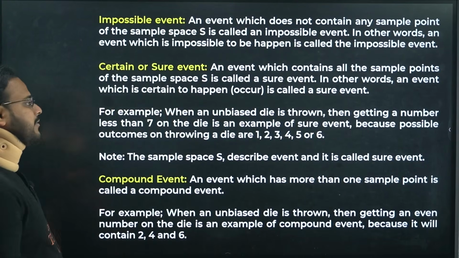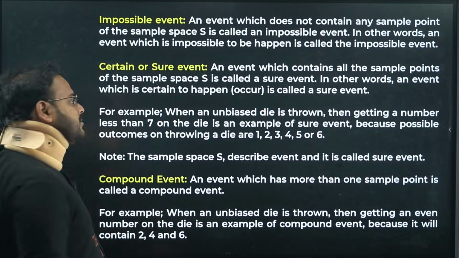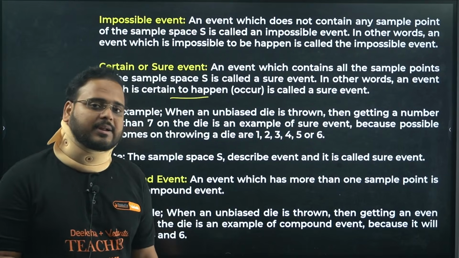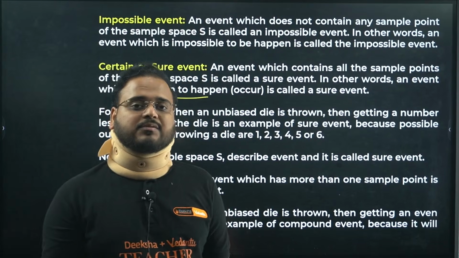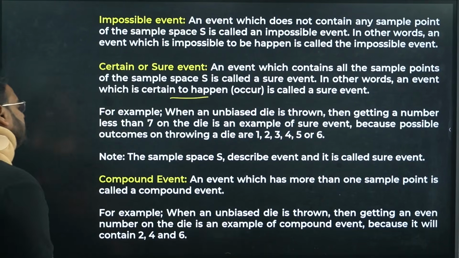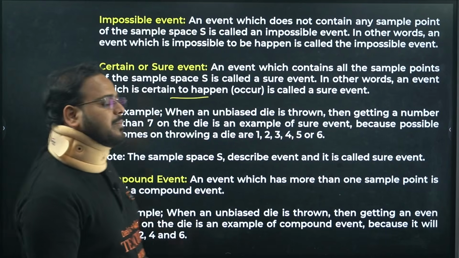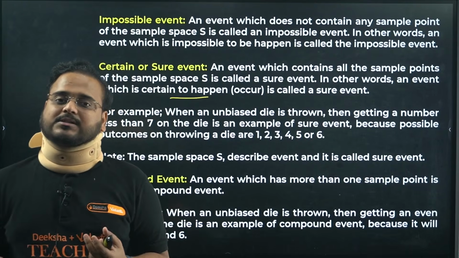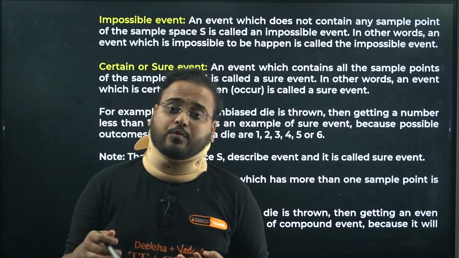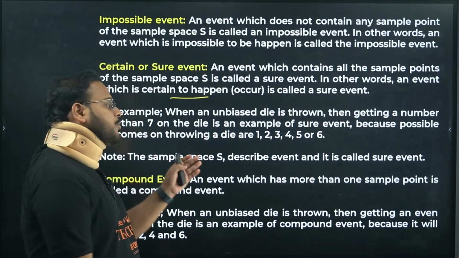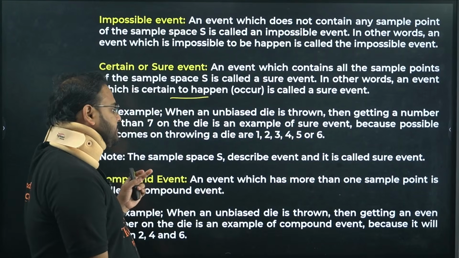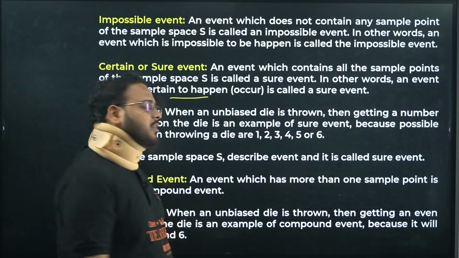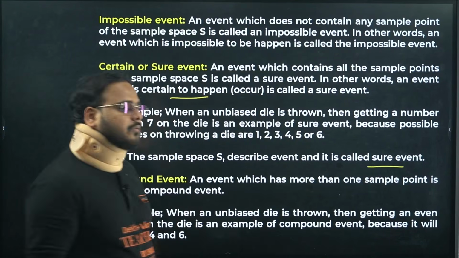A sure event is what? An event which is certain to occur. It's called a sure event. If you talk about throwing the same die, and the chances of getting 1, 2, 3, 4, 5, 6 will be what? Of course 100% chance. So the sample space S is always going to be a sure event. If you throw a die, what is the sample space? You're going to get 1, 2, 3, 4, 5, 6. All the 6 will be the sample space, and that is always going to be a sure event. So the sample space is always a sure event.